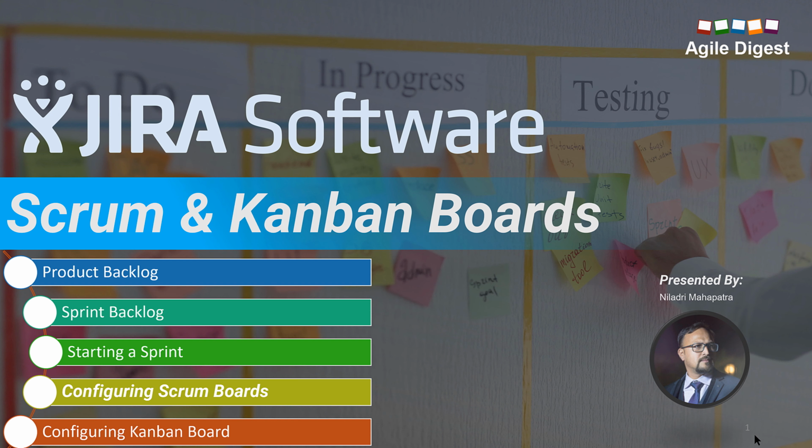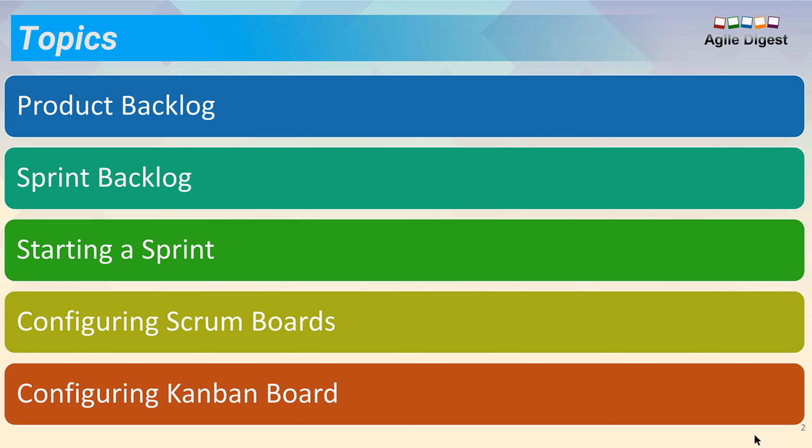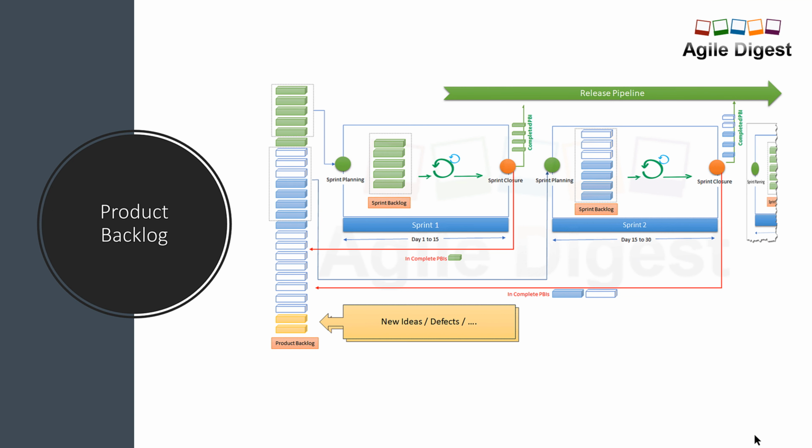Today we'll talk about Scrum and Kanban board, and also we'll be covering some areas of the backlogs, the product backlog, sprint backlog. Then we'll talk about how we can start a sprint, and after that we'll configure our Scrum board and Kanban board. So before we proceed, let's try to understand, at a very high level, the product backlog and sprint backlog. So these are the topics that we'll be covering. I am just proceeding to the next slide where we'll talk about a product backlog.